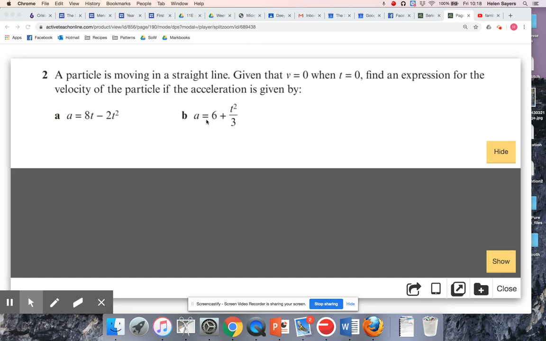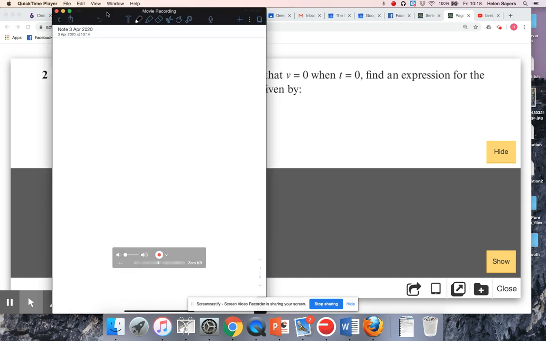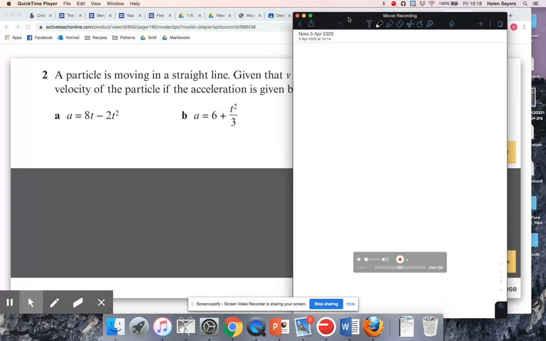Okay, so to get velocity from acceleration, that's going to be integrating. Because you differentiate velocity to get acceleration. So I am going to integrate acceleration to get back to velocity. Okay, so I'm going to integrate.